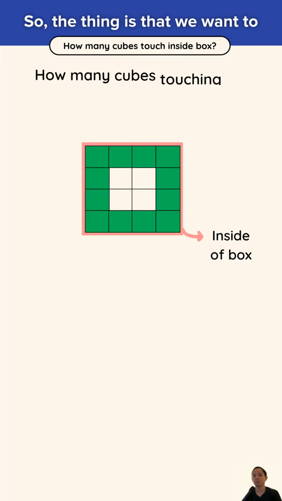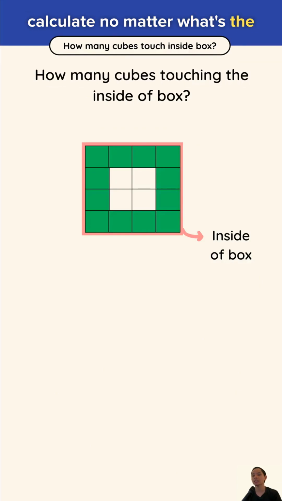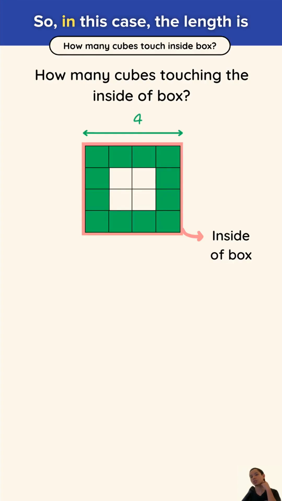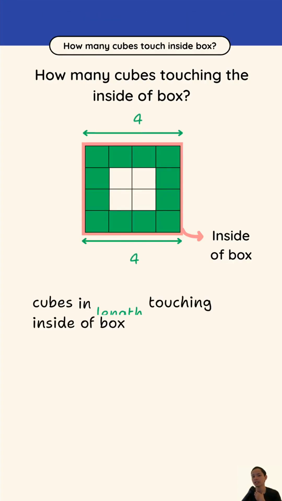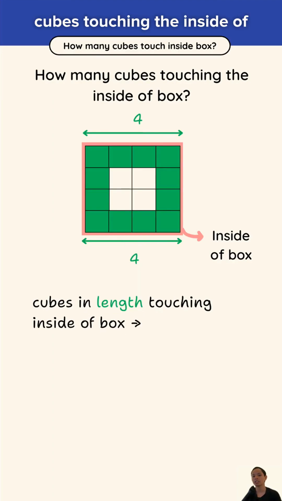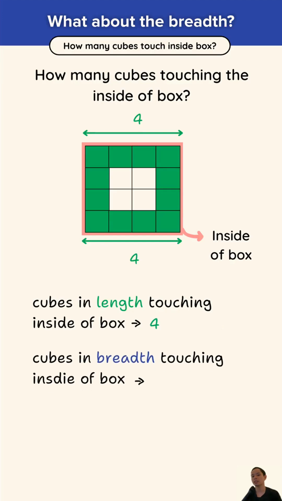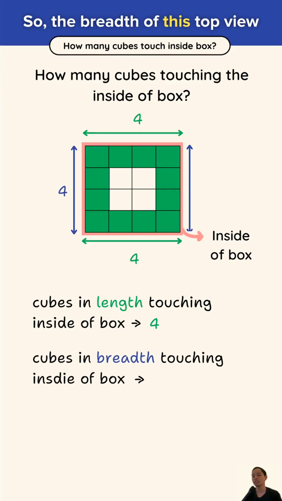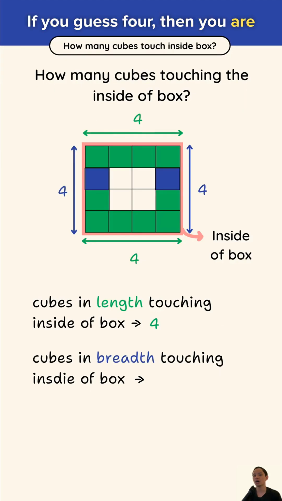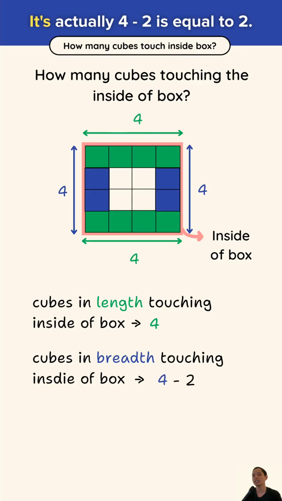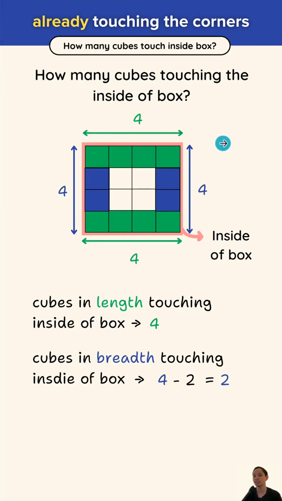So the thing is that we want to calculate no matter what's the length and breadth. So in this case, the length is 4. That means the number of cubes touching the inside of the box in the length is 4. What about the breadth? So the breadth of this top view is 4 and 4. If you guess 4, then you are not exactly correct. It's actually 4 minus 2 is equal to 2, because the length already calculated the cubes that are already touching the corners as well, you see over here.